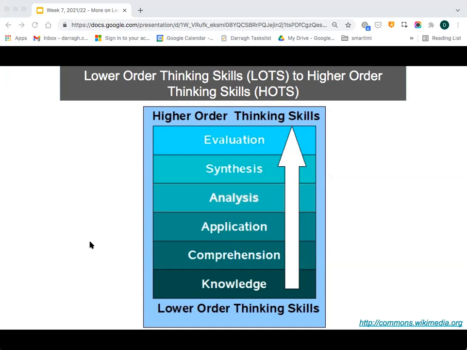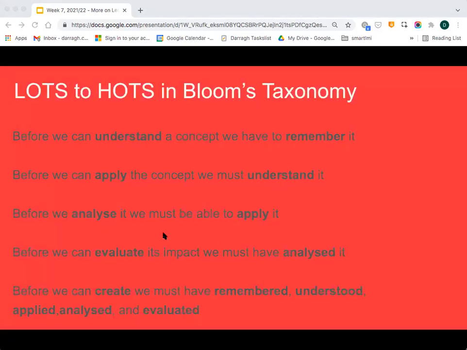And the logic behind this is straightforward enough. Before you can understand something, you have to remember it. Before you can apply the concept, you have to understand it. Before you can analyze it, you have to be able to apply it. Before you can evaluate it, you have to be able to analyze it. Before you can create, you'll have to do all of those things. So the notion is that you need to complete the lower levels before you can use the higher levels, if that makes sense.